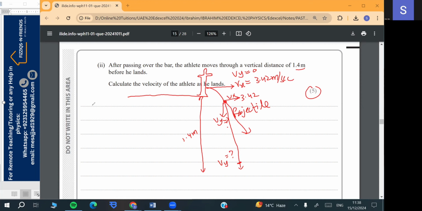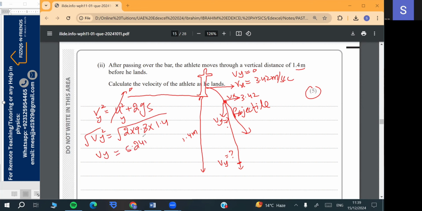For that, we will use SUVAT, the third equation, v squared equals u squared plus 2gs. Because the body is coming down, gravity is positive. Now, which component of the speed should we use? Because the body is traveling vertically, we need to use the vertical component. The initial vertical component is 0, because 3.42 was the horizontal component, and just before he jumped down, he was horizontal, not vertical. So vy squared equals 2 into 9.8 into 1.4, and then the whole under root to find the y component of speed. This is going to be 5.24 meters per second.